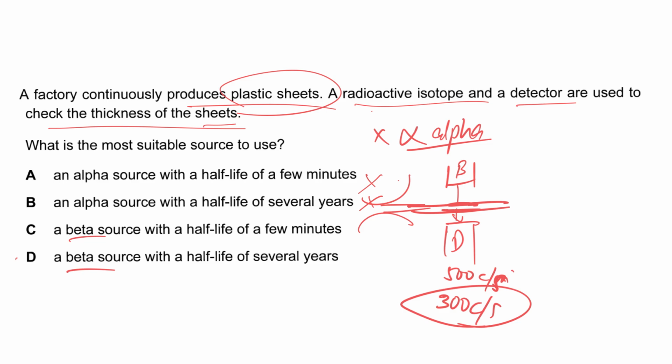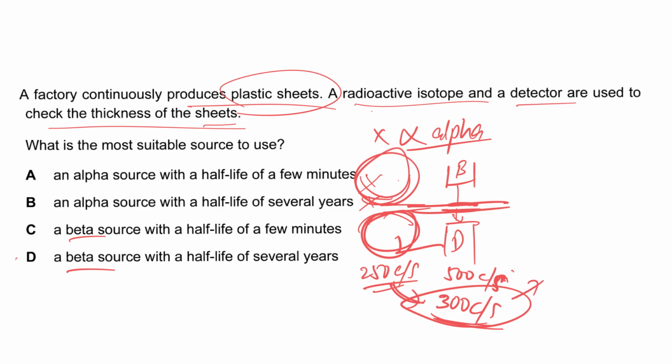What if, due to some reason, the thickness exceeds the requirement? If it's thicker, more beta particles will be absorbed and the reading will be lower, let's say 250 counts per second. If it's 250, it will send a signal to the roller. Because it's too thick, it will increase the pressure to press harder so that the thickness goes back, and then the reading will be higher, back to 300. Then that's the correct thickness and the production continues.